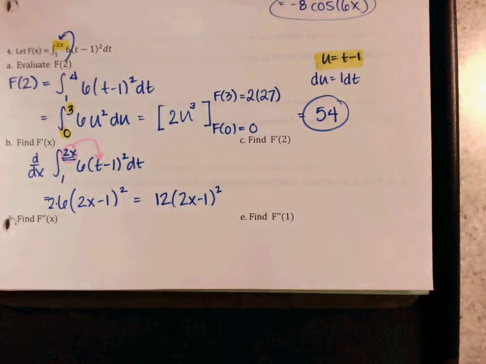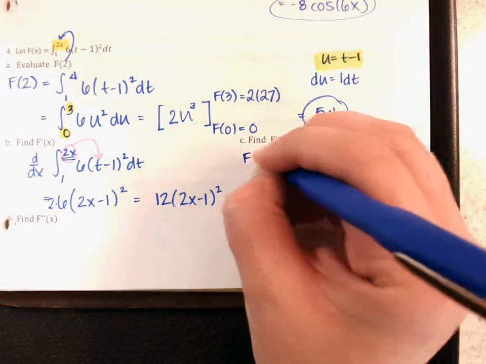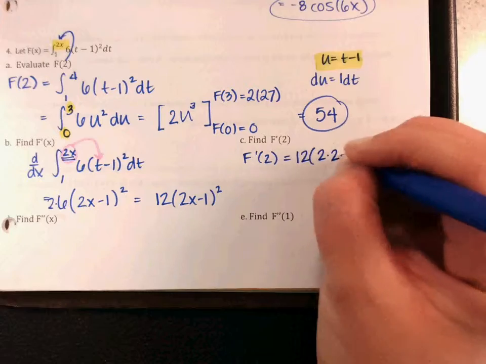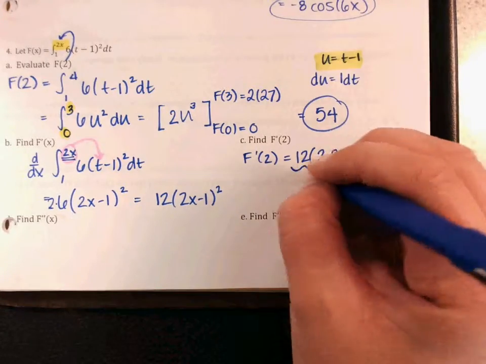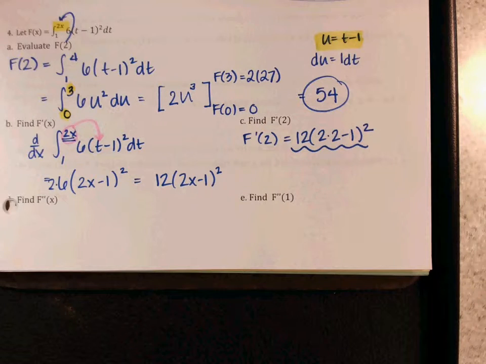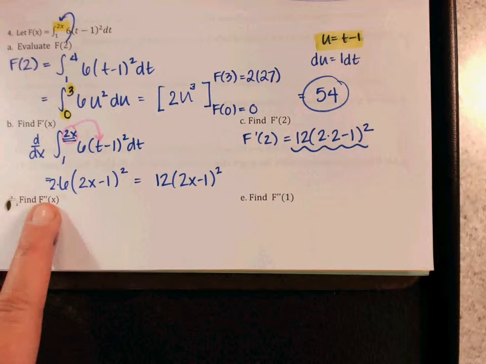Okay, then from there we're finding f prime of 2. Well, that would be 12 times 2 minus 1 squared. And that's good enough for the AP test, so it's good enough for us. Okay, go down to the next part. Now I want the derivative again. I now want f double prime.